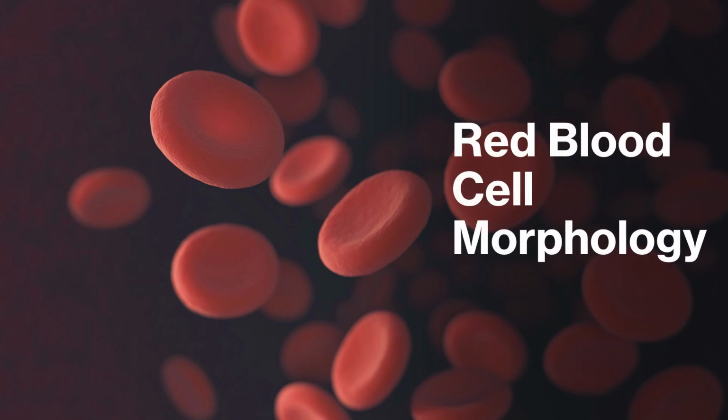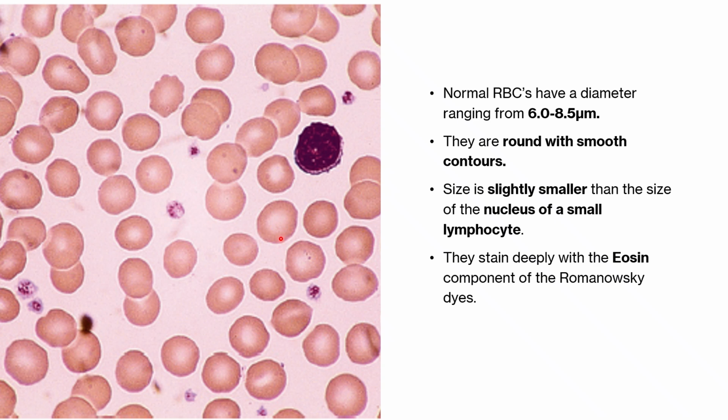Hello. So in this presentation, we'll be elaborating the different kinds of red blood cell morphology that can be seen. The size of a normal RBC is between 6.0 to 8.5 micrometers, and you can compare it with the size of the nucleus of a small lymphocyte. It is slightly smaller than it, and the edges are round and smooth. It is a very round cell with smooth contour, and it takes the eosin component of the Romanowsky stain.